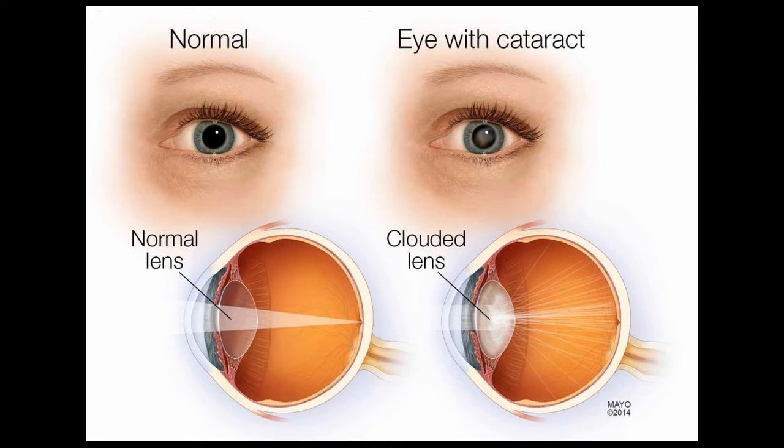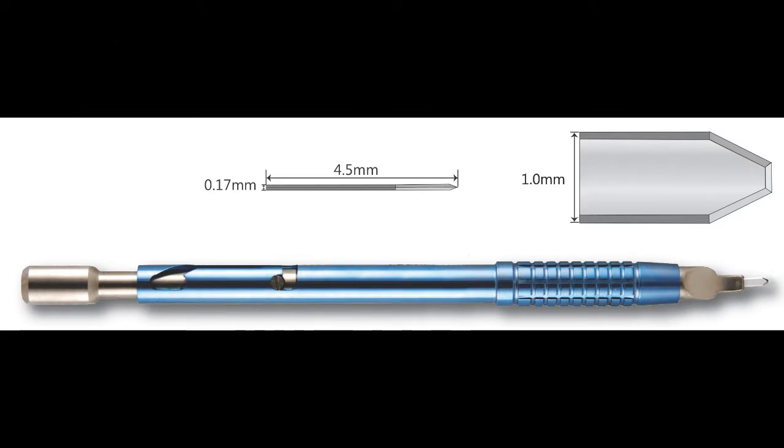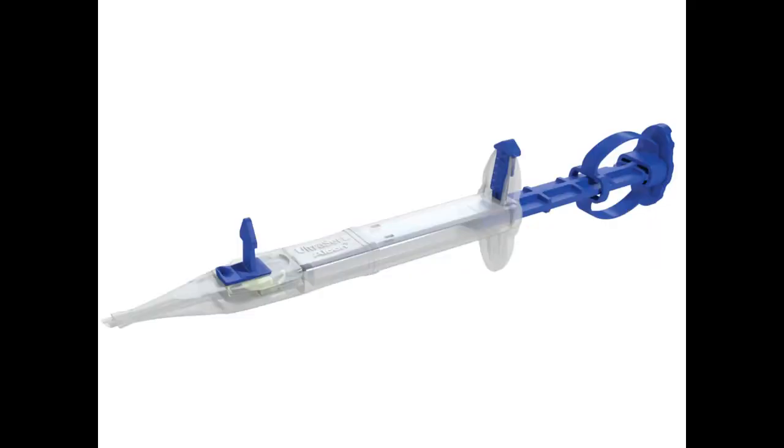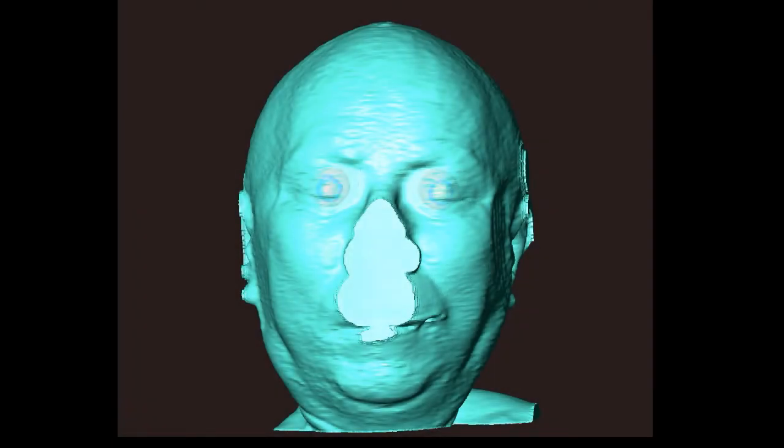The tools used in this experiment are the LRI diamond knife, the irrigation and aspiration handpiece, also called an IA handpiece, and an intraocular lens injector. During the procedure, the patient is usually conscious, and they're provided with topical lidocaine as well as oral Valium.